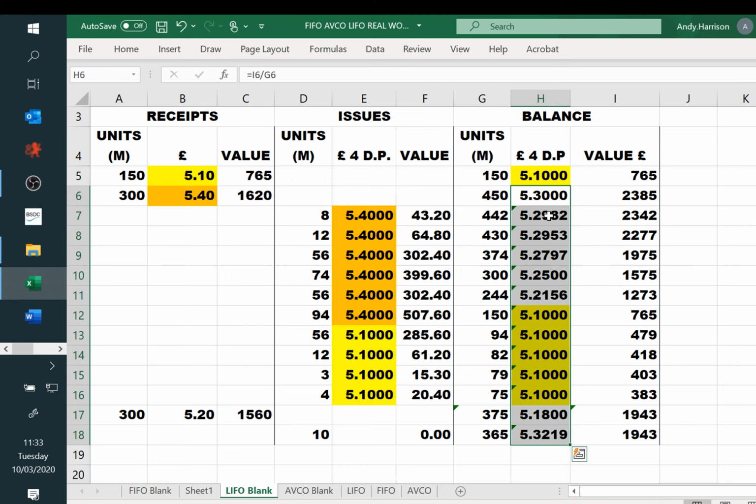What's left is a mixture of the two batches. At this point, it's only the old batch, the £5.10, that's left. And then we've got our new delivery, somewhere in between £5.10 and £5.20. So we issue the newest possible. Yes, we've got some of that left, but we're going to use that one, issue at the newest possible. At a new delivery, we'll issue at that price.